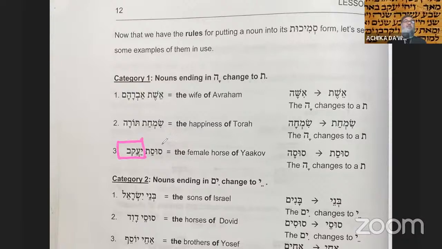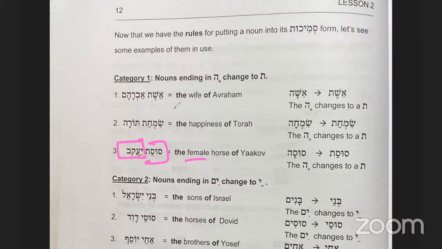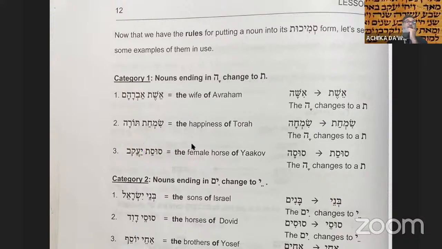Question. Who belongs to who? Does the female horse belong to Yaakov, or does Yaakov belong to the female horse? The horse belongs to Yaakov. And because the horse is feminine, she was originally Susa. And because she is now the horse of Yaakov, she gets transferred from a Susa to a Susath. So we get rid of the ha and you put the tav on the end of it. You understand? From susah to susath.